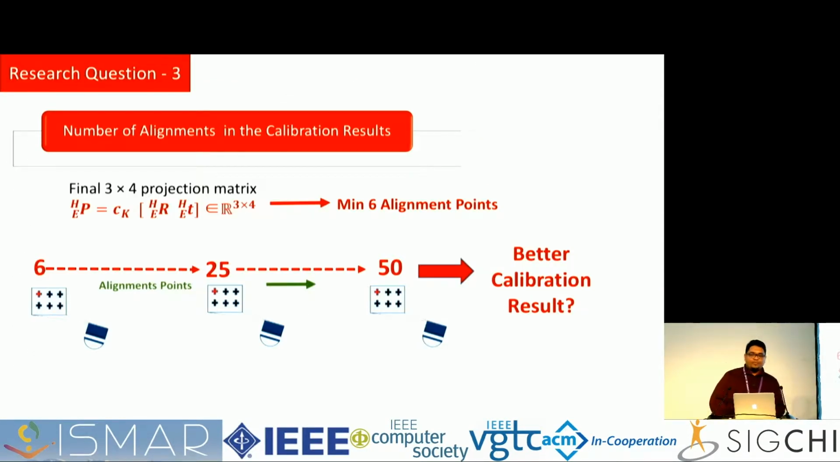The third research question is the impact of the number of elements in the calibration procedure. We need a minimum of 6 element points to solve this projection matrix and get a calibration result. But this calibration result has much more noise. Practically 9 to 12 element points are needed to have a reasonable calibration result. But what will be the impact of additional points? If we increase the element counts to 25, 50, if I do more alignments during the calibration, will it improve the accuracy of the calibration result? So I will describe in the following slides how we get the answers to these 3 research questions.